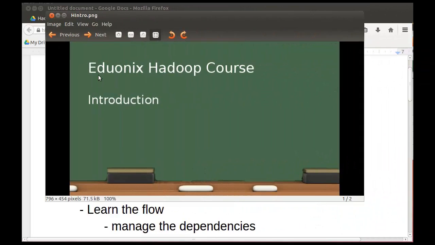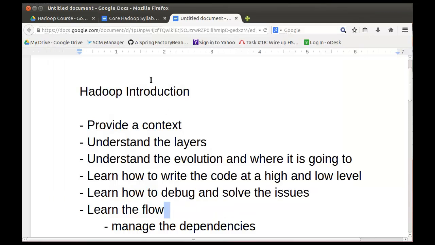Let's just take a moment to introduce the course. Firstly, Hadoop. What is it? Well, Hadoop sits firmly in the center of the world of big data. And this world of big data has been evolving hugely since Hadoop was first released a few years ago.